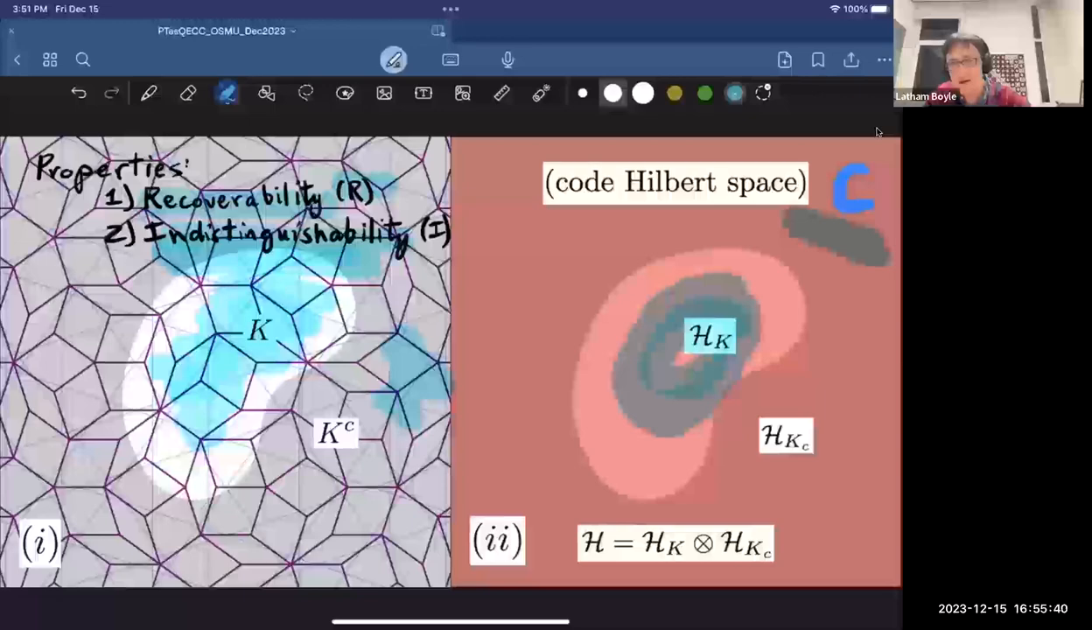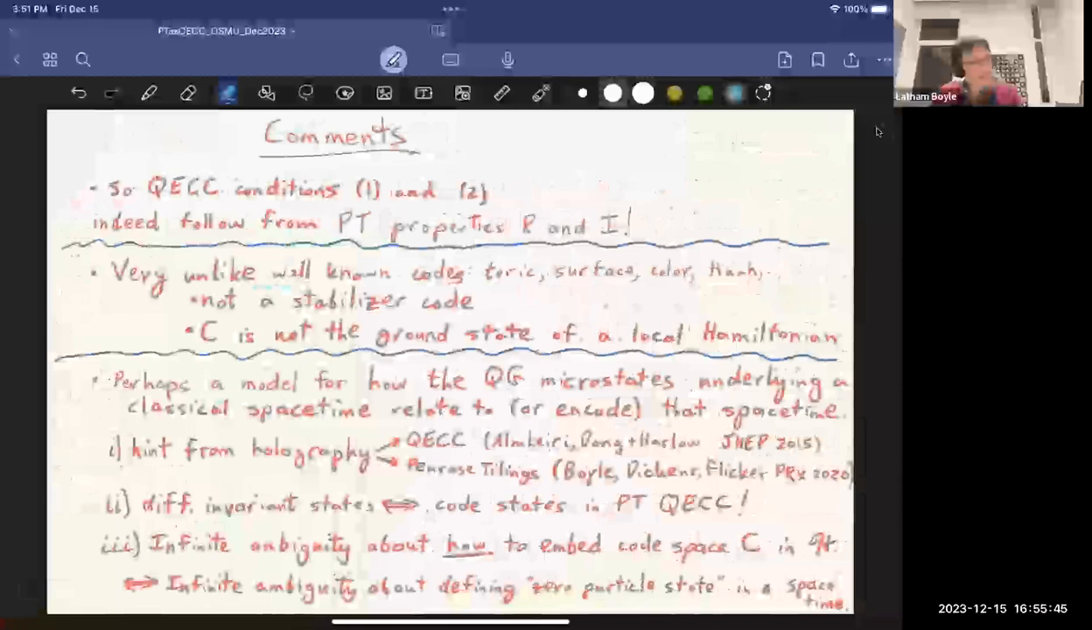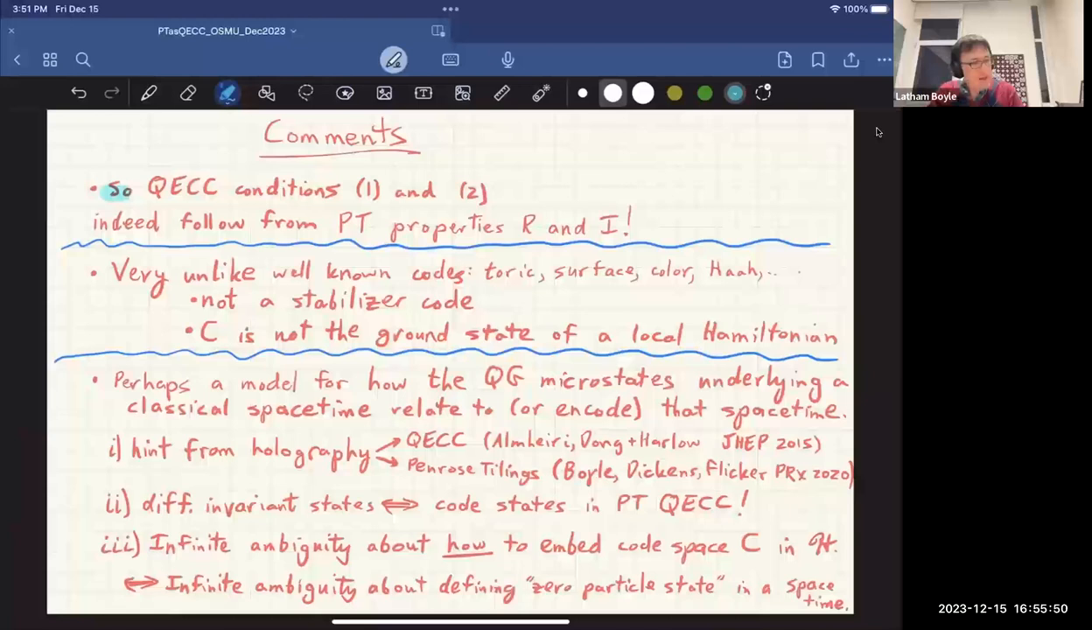Okay, and so what we've just seen is that indeed, that parallel really does hold water. It does turn out that they don't just sort of smell similar. It is really the case that the quantum error correcting code conditions one and two, the two conditions we needed to check in order to prove that we had a quantum error correcting code, do indeed follow from the two properties R and I of the Penrose tiling.